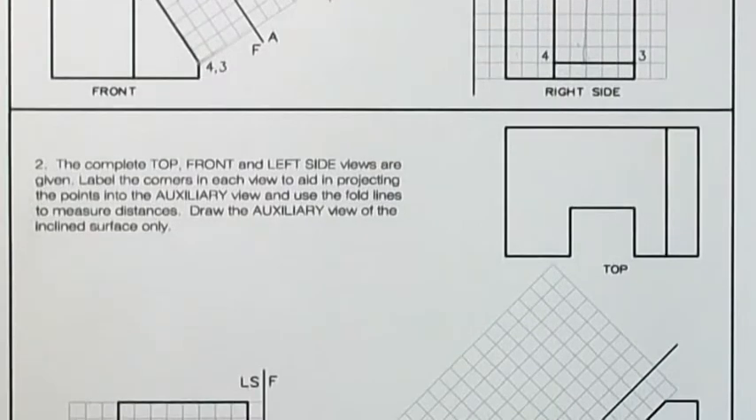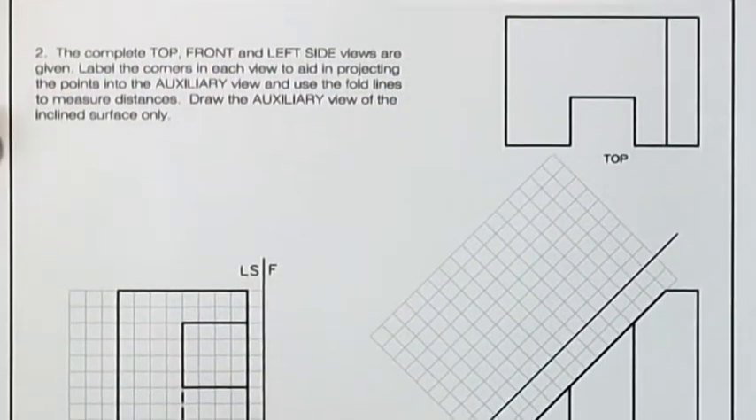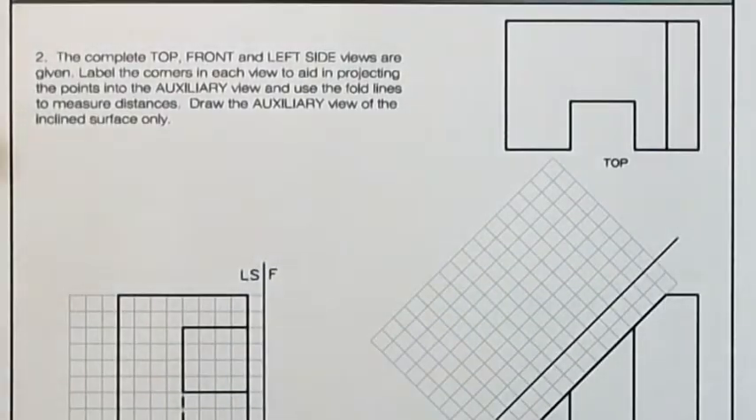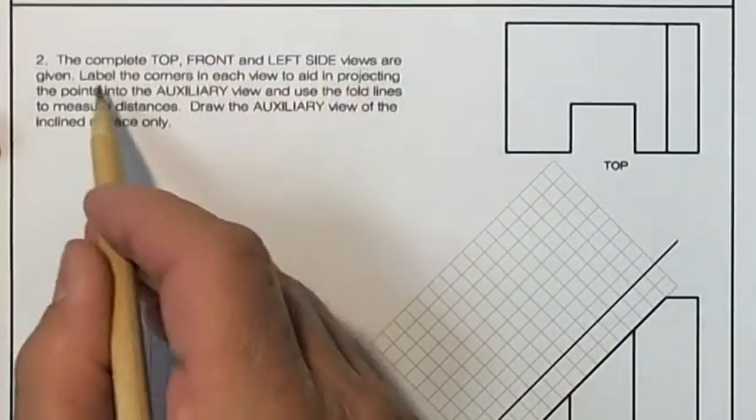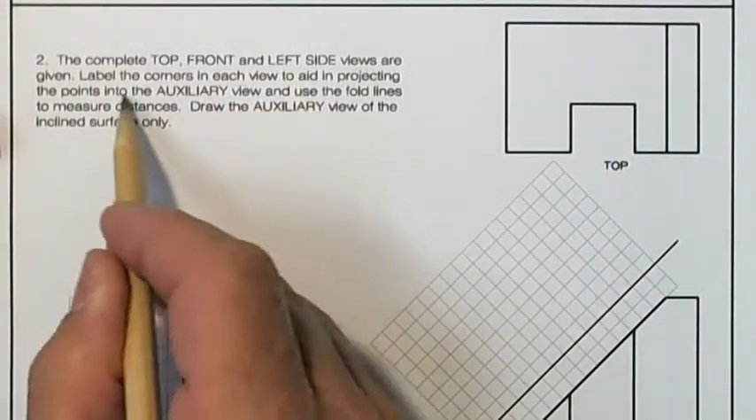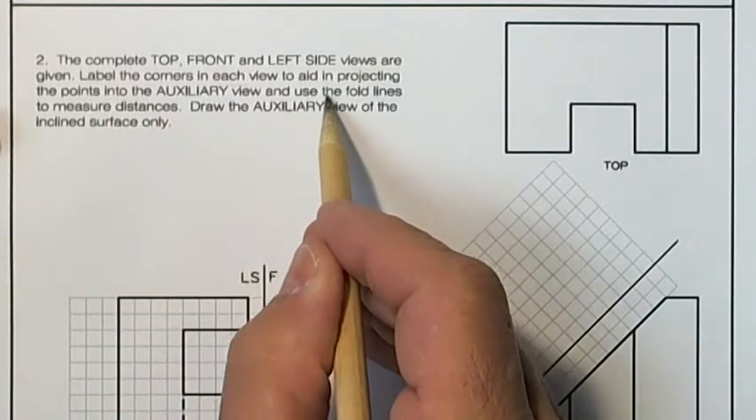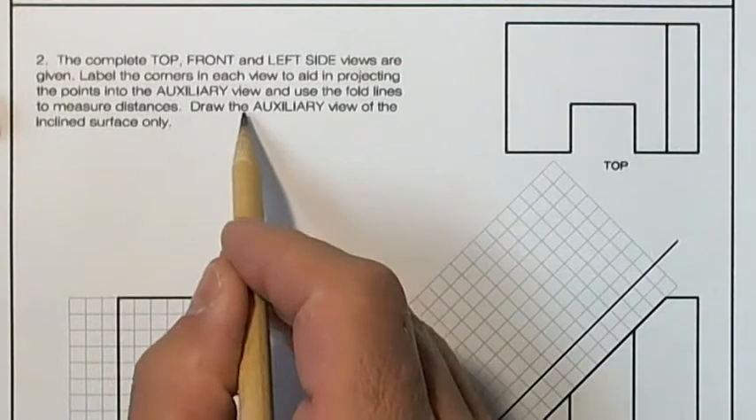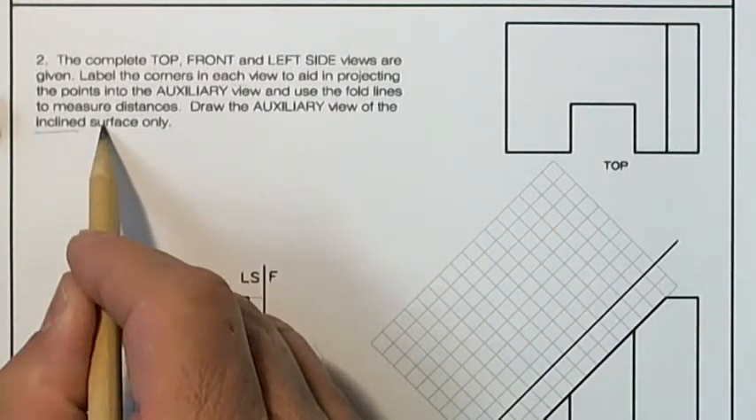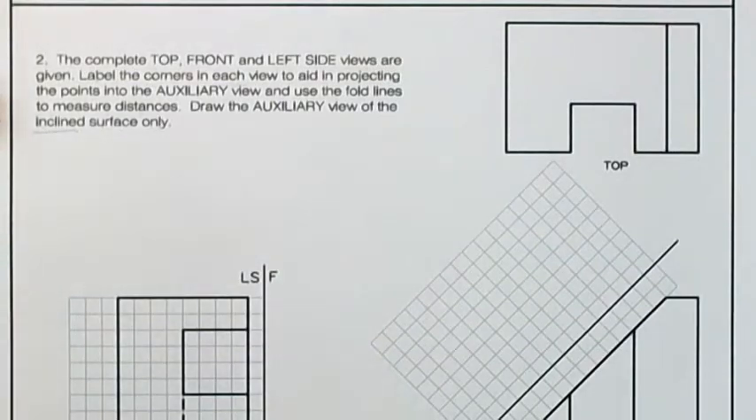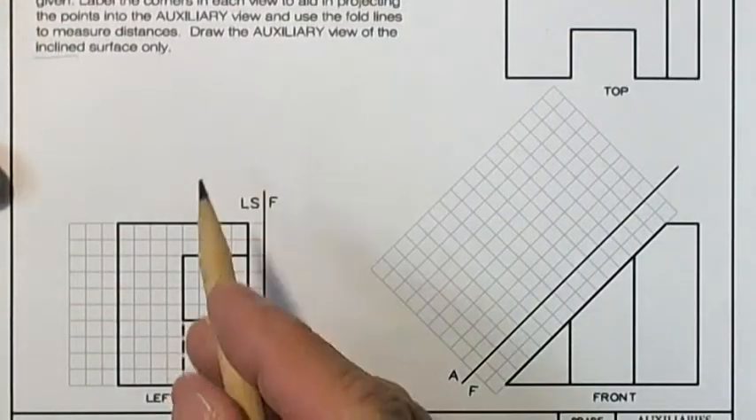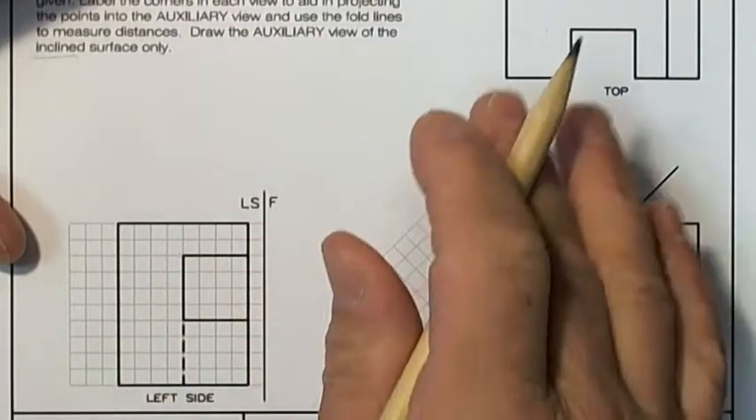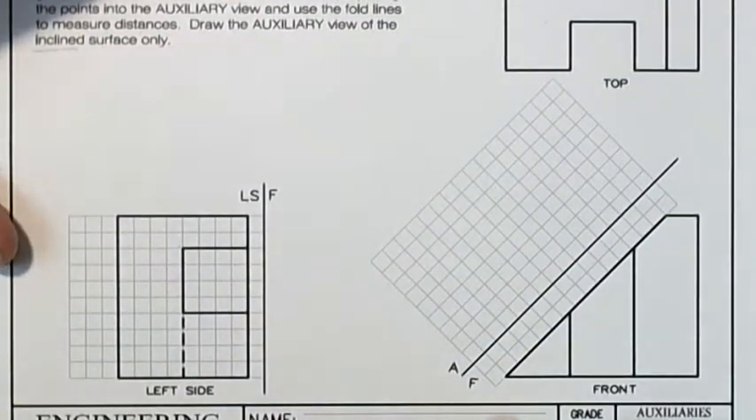Now let's move up and we'll take a look at another problem. And our instructions are going to tell us that the complete top, front, and left side are given. Label the corners to aid in projecting the points into the auxiliary view. Use the fold lines to measure distances. Draw the auxiliary view of the inclined surface only, not the whole object. Now, I do have a top view, but in this case, I'm getting my measurements from the left side. So I'm just going to move my sheet up, and I'll ignore that top view for a moment.